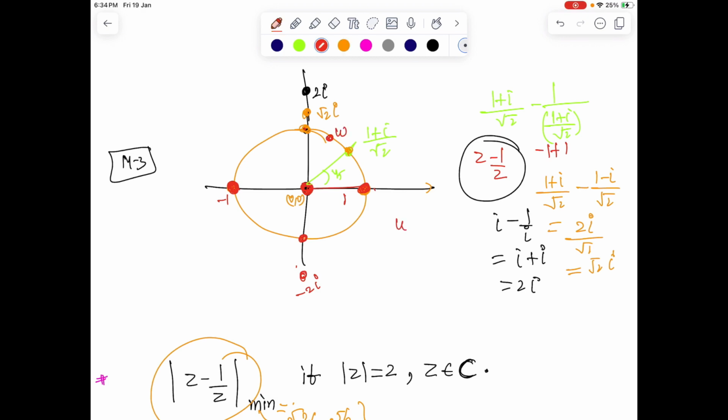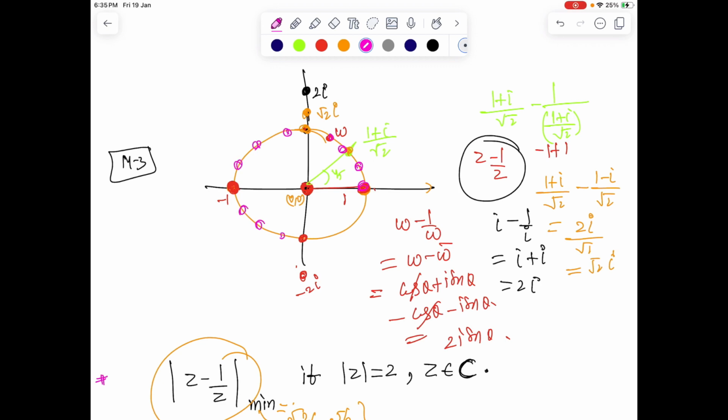In fact, if I pick up any point w on the circle, w minus 1 by w is basically w minus w bar. If w is in cos theta plus i sin theta form, w bar will be cos theta minus i sin theta. So what is w minus 1 by w doing, can you clearly see? It's 2i sin theta. It's taking all the points on a circle and making them lie on a straight line. It means the circle is being converted into a line segment. The entire line segment you are getting, right?